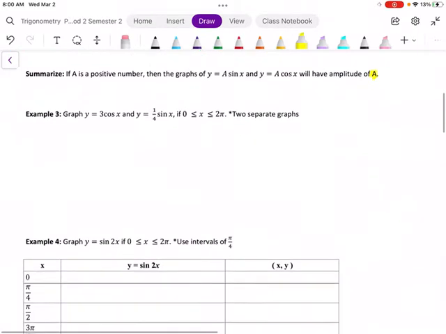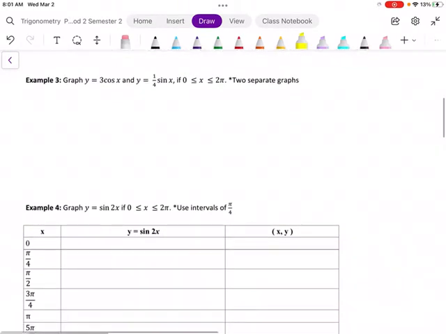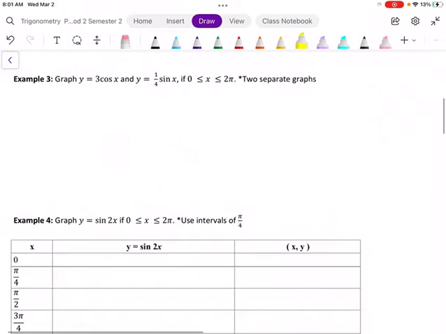All right, so next on your own, try graphing 3 cosine of x and 1/4 sine of x on your own. And once you have those drawn, you can press play and compare your graph to the 2 drawn here.